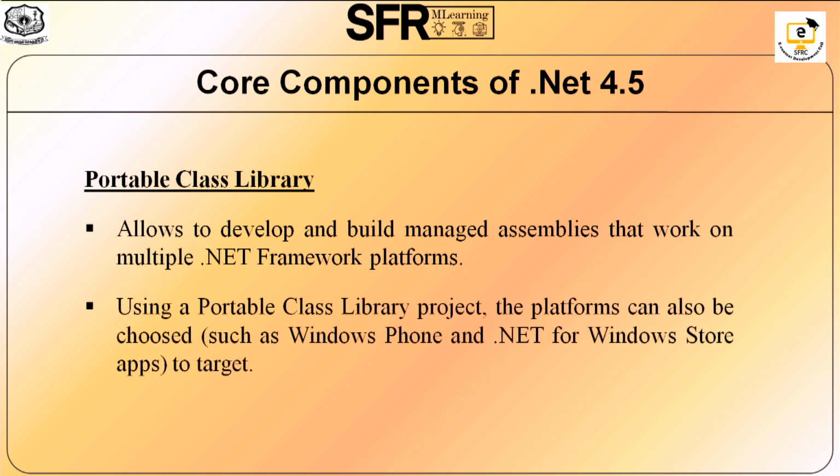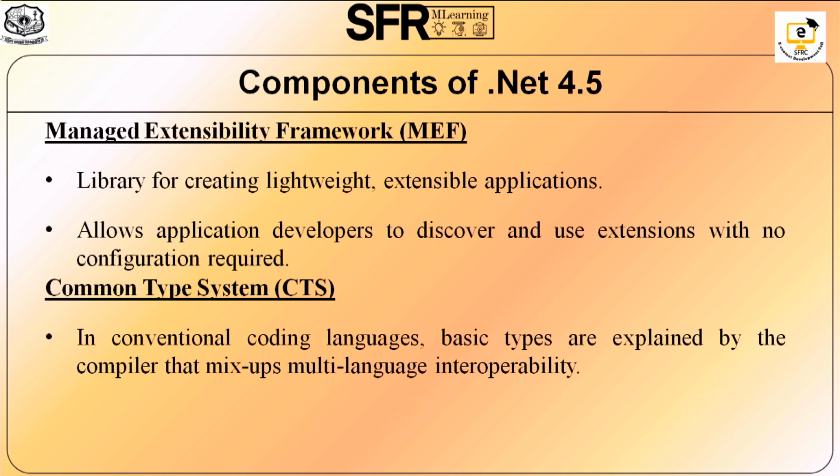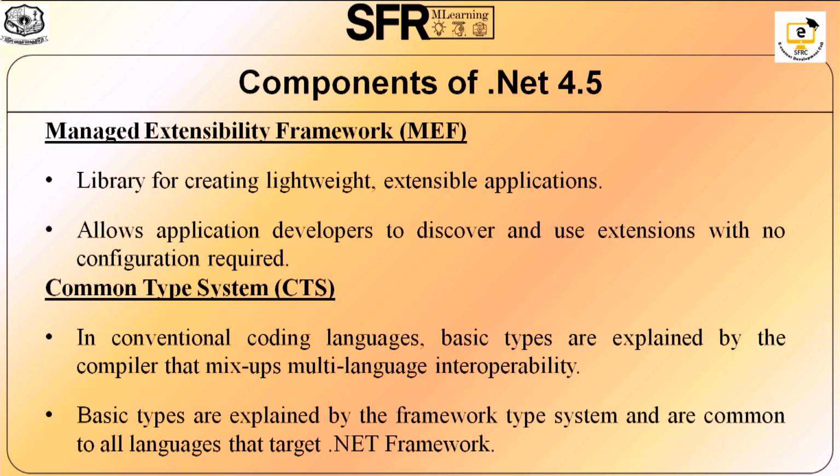The next one is the portable class library. It allows us to develop and build managed assemblies that work on multiple .NET framework platforms. Using this, a portable class library project can be created, which is platform independent. For example, if you are writing a VB.NET program, we can also embed a C# program in it, and it is also version capable. The next one is the Managed Extensibility Framework. It is a library for creating lightweight extensible applications. It allows application developers to discover and use extensions with no configuration required.